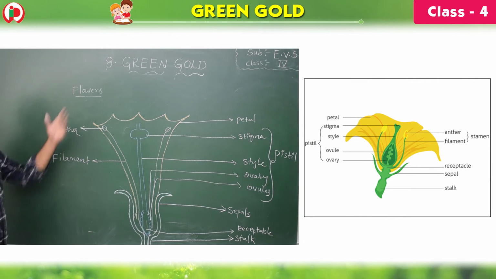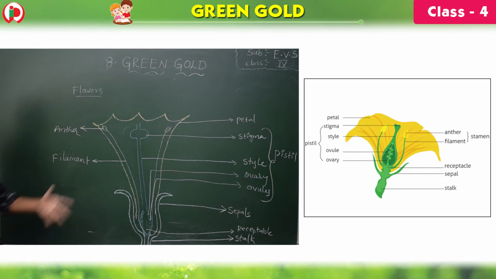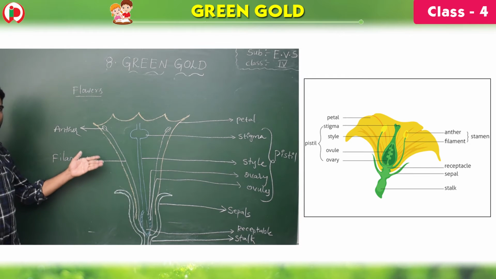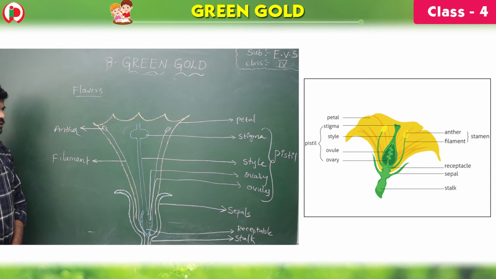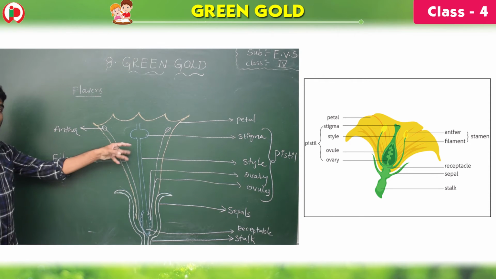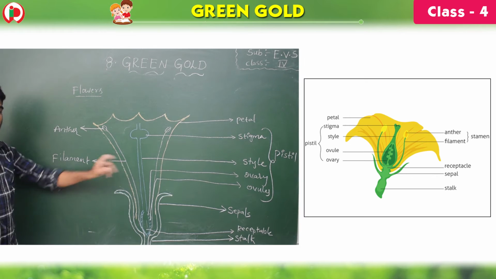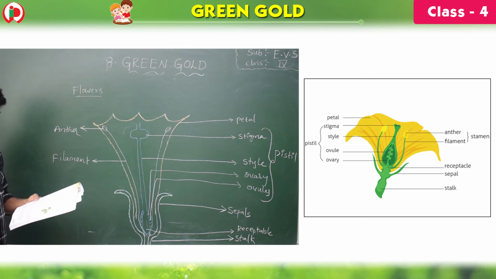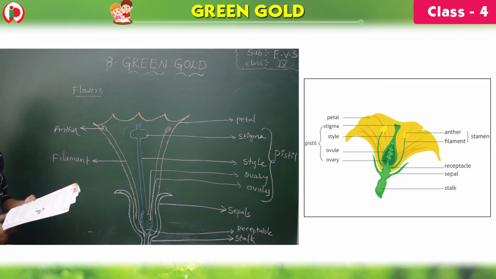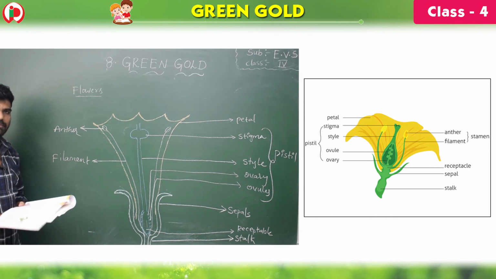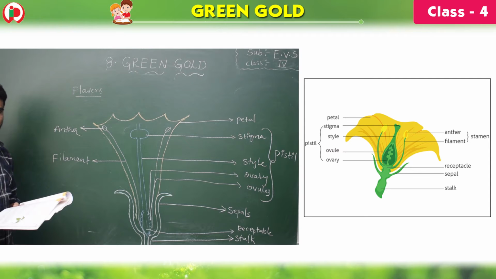Children, now flower. We have a structure of Datura flower on the board. Datura flower is an example of bisexual. Bisexual means both male and female parts are present in the same flower, children. So, flowers are the part of a plant that is responsible for making the food. Am I right or wrong? Yes.